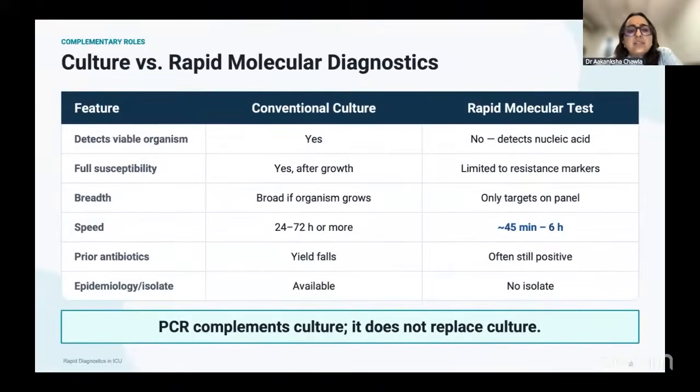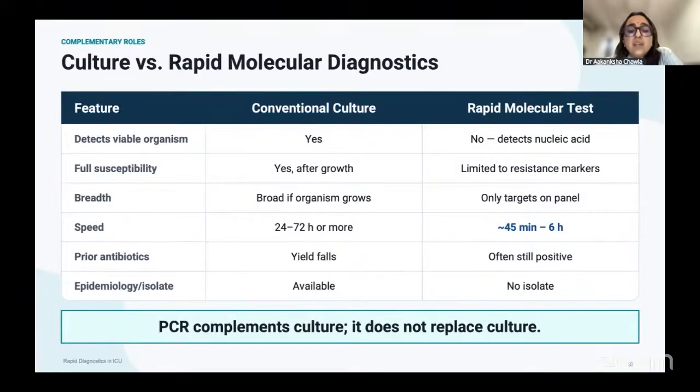How are these rapid diagnostic tests different from the conventional culture? A conventional culture would detect a viable organism, but a rapid molecular test would detect nucleic acid. A conventional culture would give full susceptibility after the growth, but a rapid molecular test is limited to resistance markers. A conventional culture would grow any organism, but the rapid molecular test would only show you the targets that are present on that particular panel, the particular molecular test that you're doing. Conventional culture takes time, anywhere between 24 to 72 hours or even more. But a rapid molecular test can give you results as early as 45 minutes.